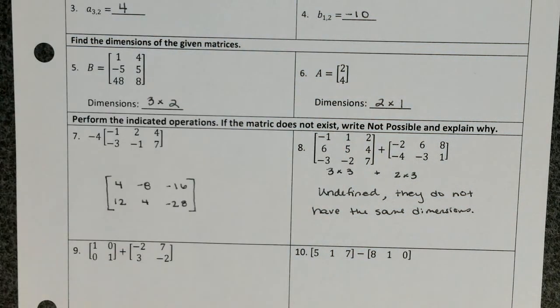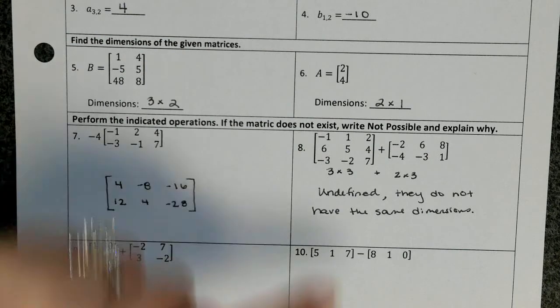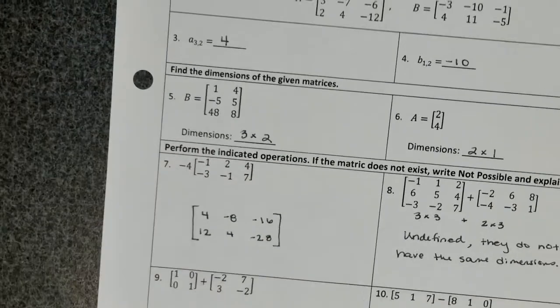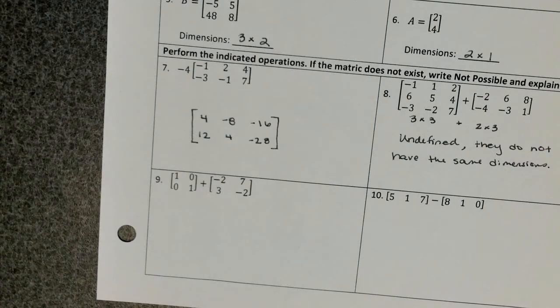Okay? It's undefined. They do not have the same dimensions. That's why we have to write out the dimensions, because we're showing that they don't have the same dimensions. Questions on number 8? Can we add number 9? Yes, we can. Those have the same dimensions.